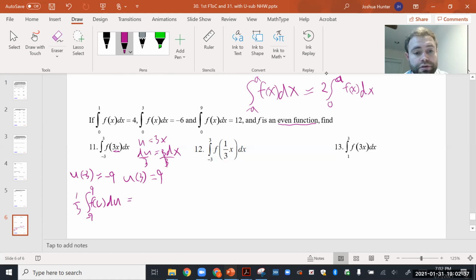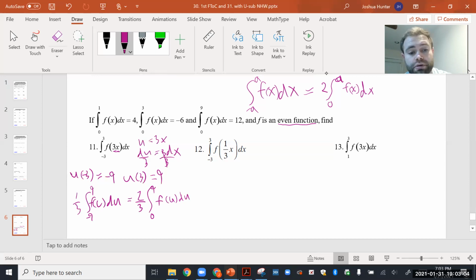Now, all the integrals they give us up above are integrals from 0 to 1, or 0 to 3, or 0 to 9. So to be able to use those, I want my lower limit to be a 0, which based on the rules of even functions, I can do here. And I can make it be the integral from 0 to 9 of u du if I just multiply it by 2, because that's what would end up happening.